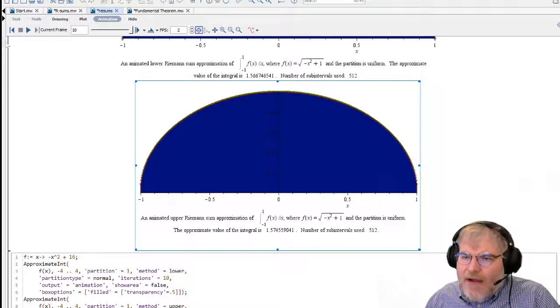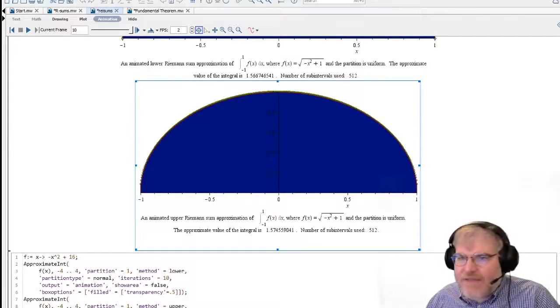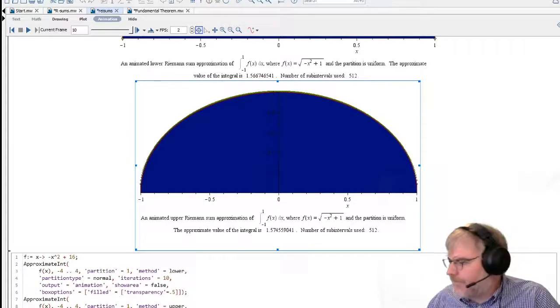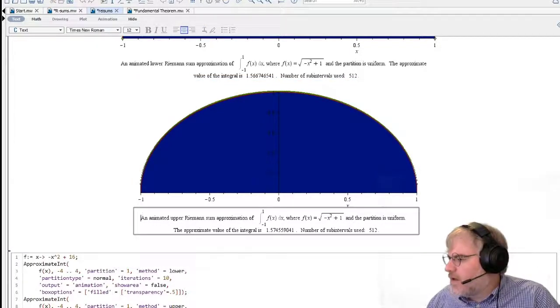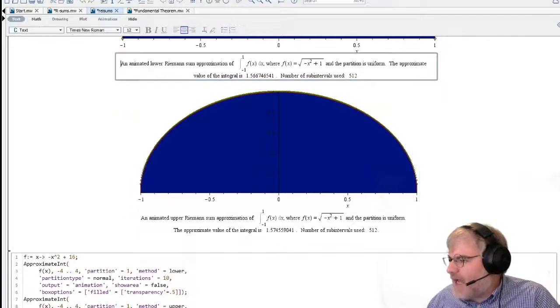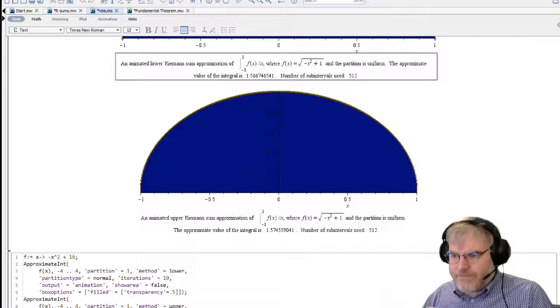And notice how, as I add more rectangles, the number here starts to look like the number here. As the animation runs, the two numbers converge. Okay, how do we feel about that, 1 to 5?